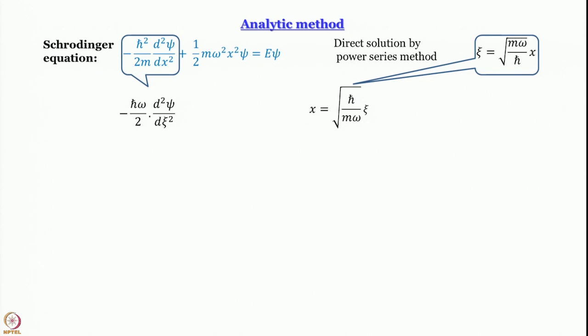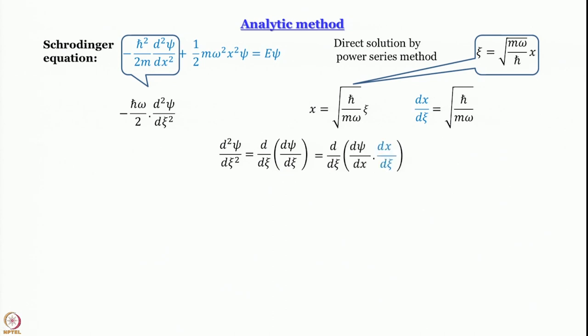The first thing to do would be to differentiate x with respect to xi. So, dx d xi is a constant, the square root of h cross by m omega, that is fairly straightforward. Now, what we want to know is d 2 psi d xi 2. Why? Because d 2 psi d xi 2 is there in the kinetic energy term of the Hamiltonian. So, d 2 psi d xi 2 is equal to the derivative with respect to xi of d psi d xi.